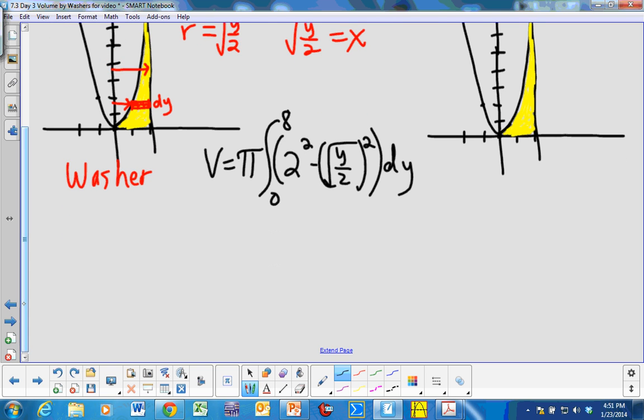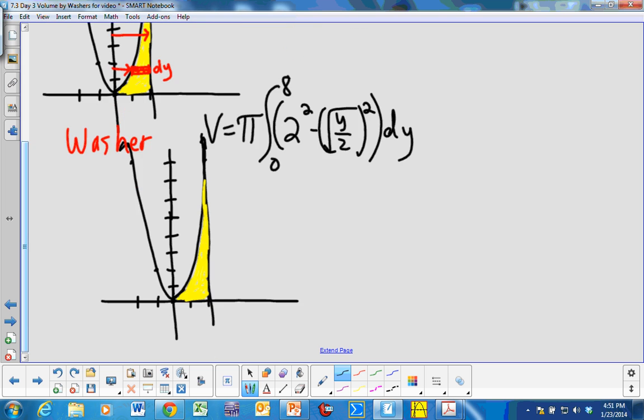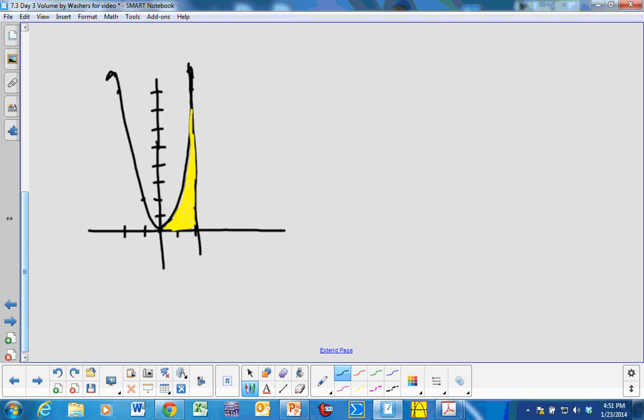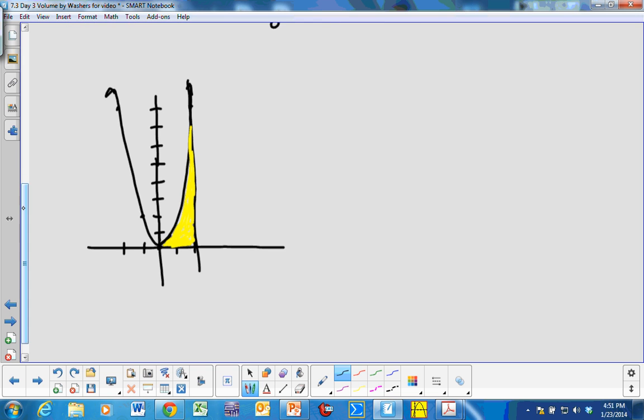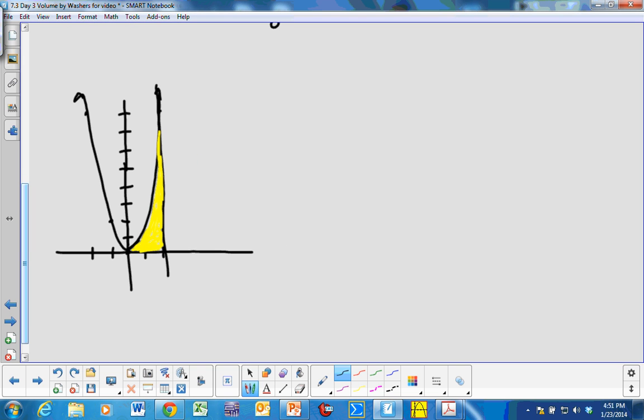Okay, so let's move this next one down here so we have more room. And this one is supposed to be revolving around the x-axis. So for this example, we're going to revolve here around the x-axis. So we're going to draw our representative rectangle perpendicular to the axis of revolution. So that's right here. Well, this time the rectangle touches the axis. So this is just going to be the disk method, the one we've been doing.